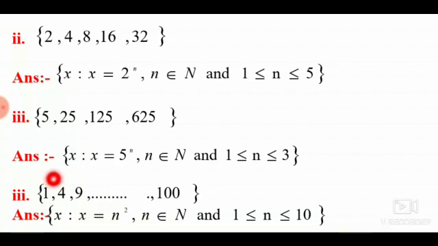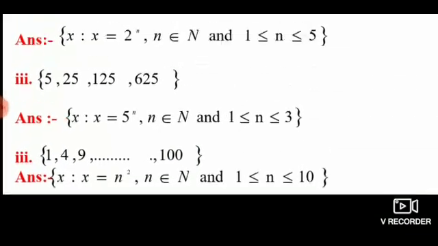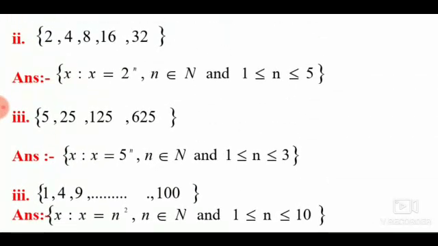It is a set containing the elements 1, 4, 9, and so on up to 100. Or it is 1 square, 2 square, 3 square, and so on up to 10 square. Now this form is called the roster form. We are going to express this set in set builder form. Therefore, it is an x such that x is equal to n square, because each element in the above set is the square of a natural number. I write x is equal to n square and n belongs to capital N, and n is greater than or equal to 1, less than or equal to 10.